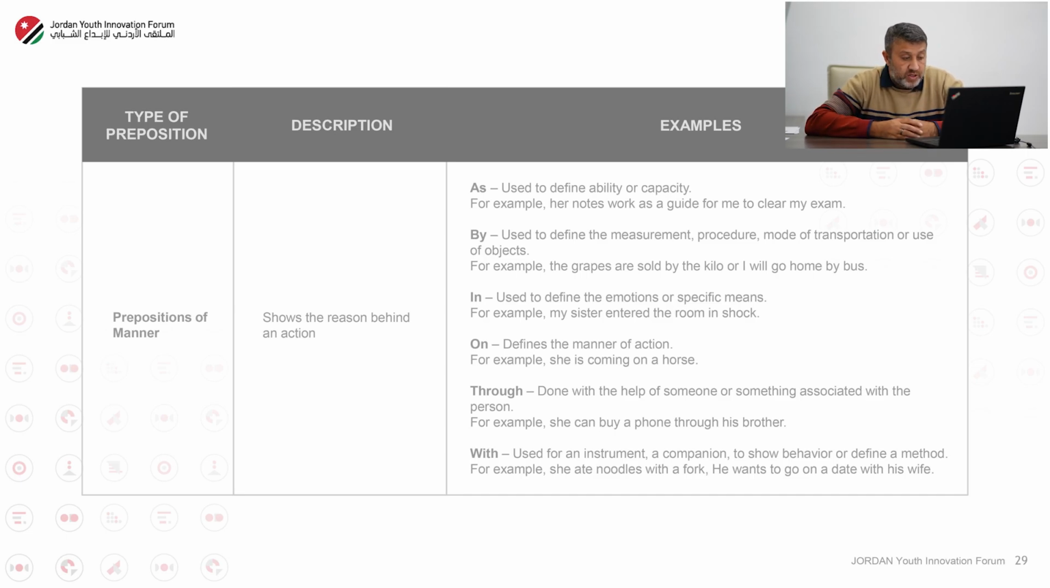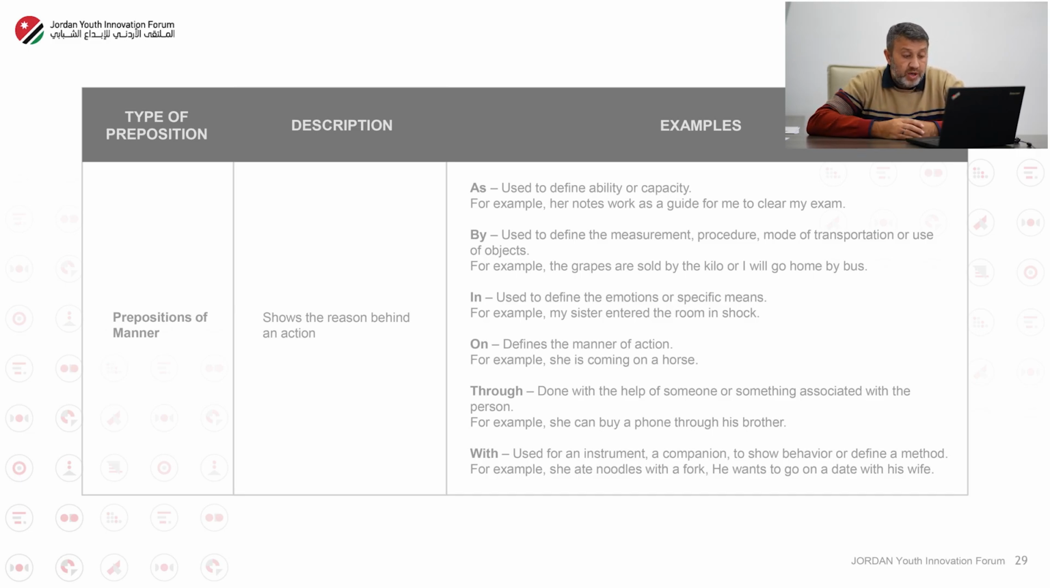In talks about different emotions. For example, my sister entered the room in shock. I'm describing here a mental state. On defines the manner of action. She's coming on a horse. I'm describing exactly that she is coming and what she is riding or what she is using.